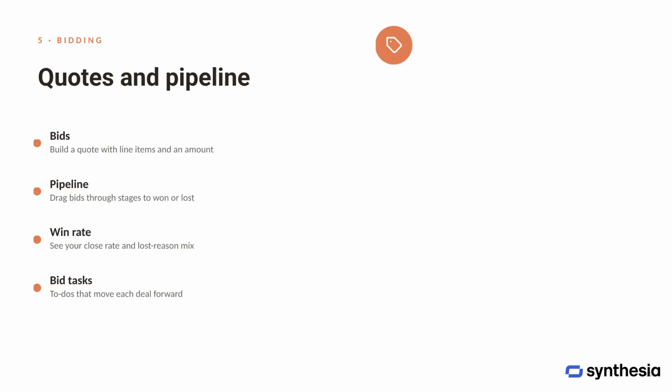Bidding is where high opportunities become numbers. You build a bid with line items and a total amount tied to the contact and organization it's for. The pipeline view lets you drag bids through their stages, from open all the way to won or lost. And a win rate strip shows your close rate and why deals were lost. Each bid carries its own to-do list, so the next action to move a deal forward is always clear.